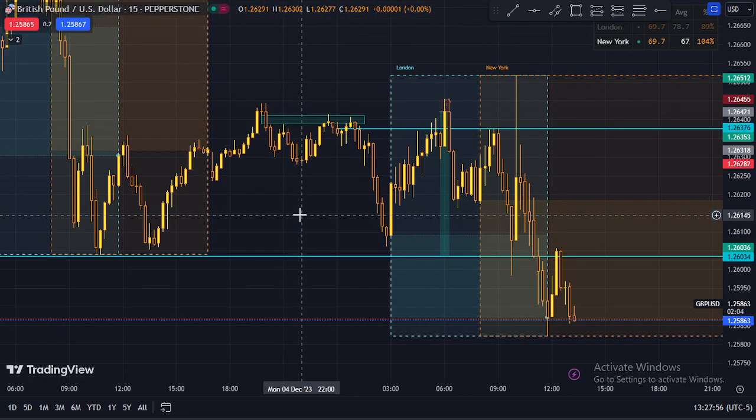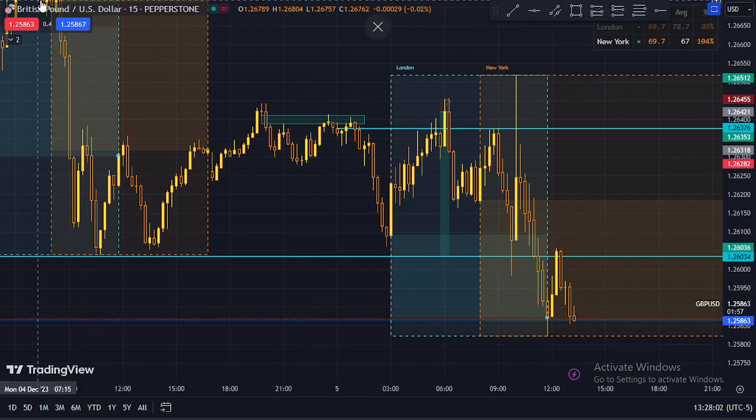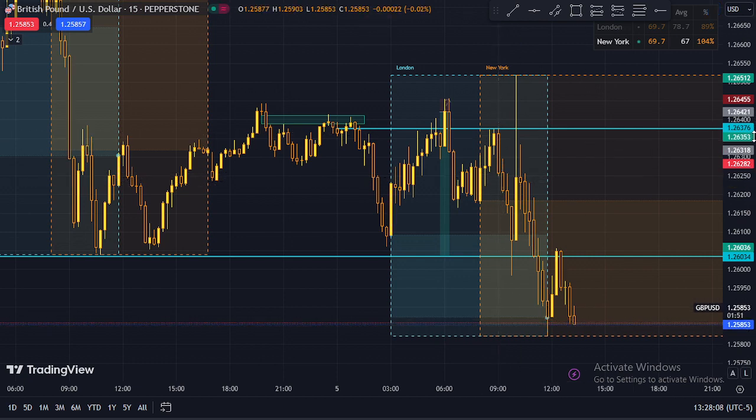This is December 5th, 2023 price action. This is a market review for today, which is on December 5th, for pound dollar.